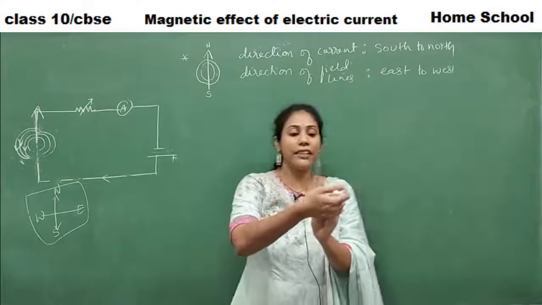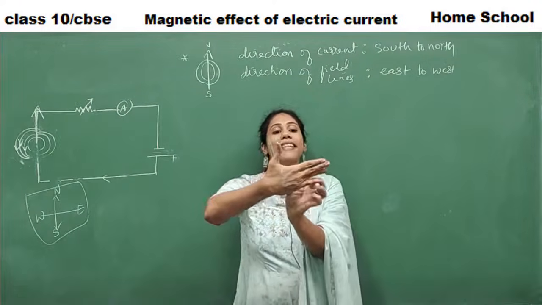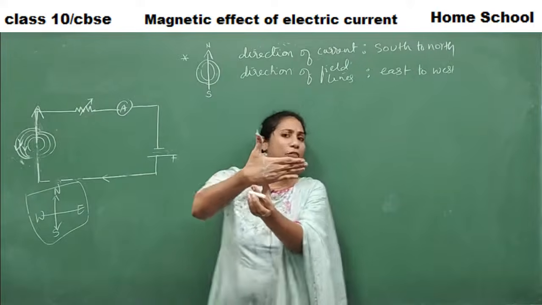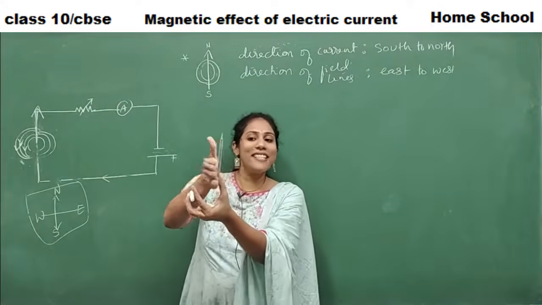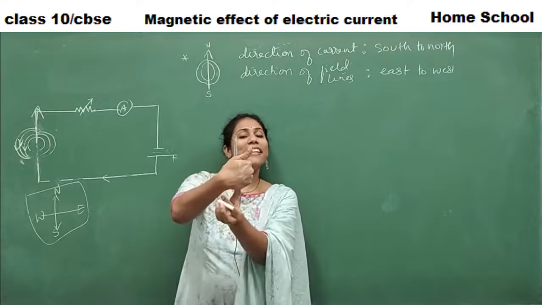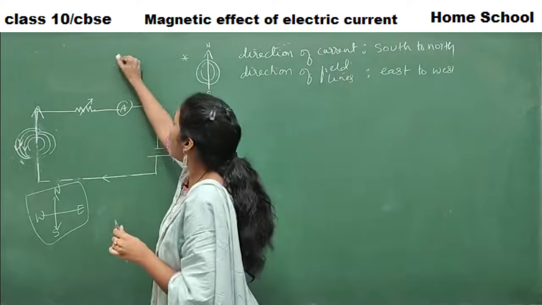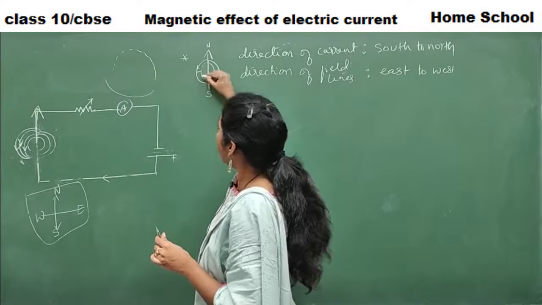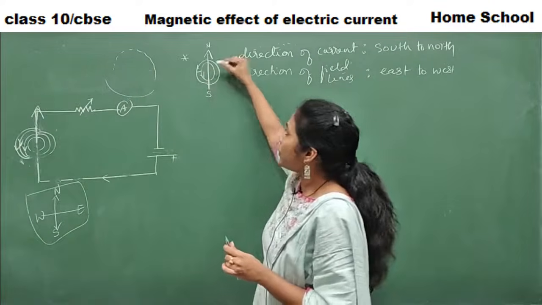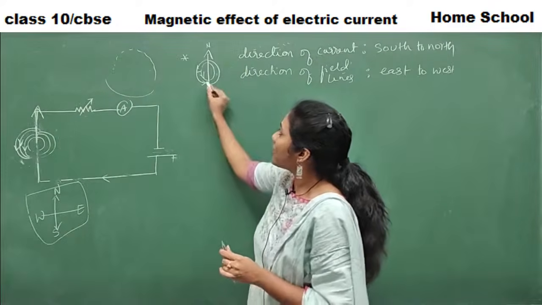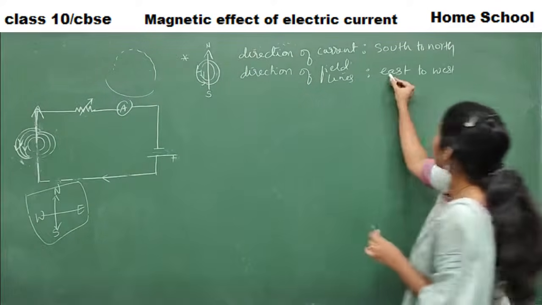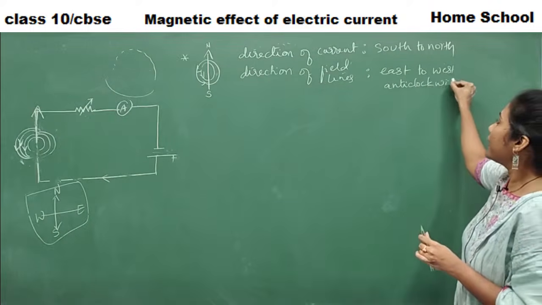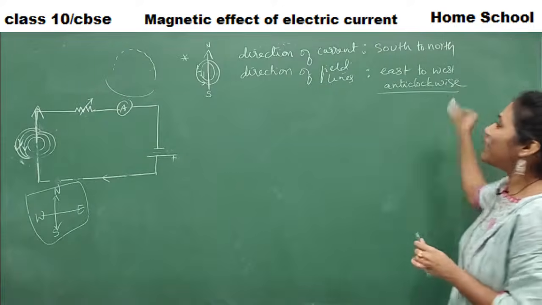Yes or no? See, how did I fold? This is east, and this is west, right? East to west. Did I fold clockwise or anti-clockwise? Clockwise means the clock moves in this direction; anti-clockwise is this direction. The field lines direction is this, east to west. So which direction is it, clockwise or anti-clockwise? East to west means anti-clockwise. Remember, anti-clockwise.